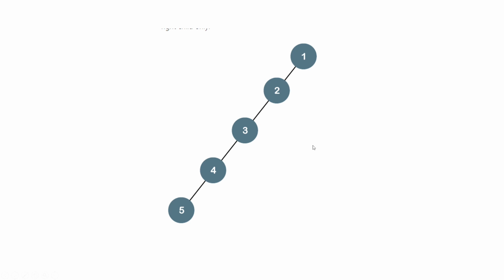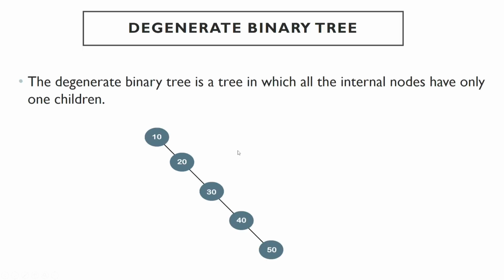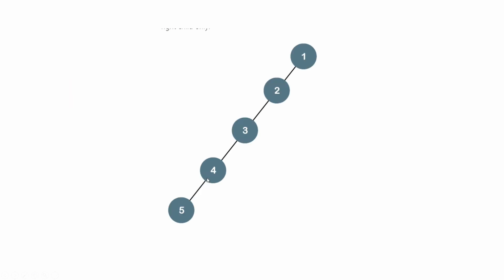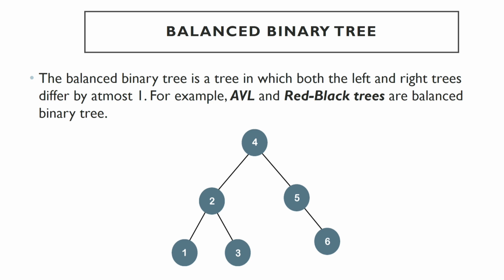But here it is known as a left skewed tree because all the nodes have a left child only, right? See, 2, 3, 4, 5 are present on the left side. Here it is a right skewed tree because all the nodes are present on the right. Here it is known as the left skewed tree because all the nodes are present as left children, left side only. Now, coming to the balanced binary tree.